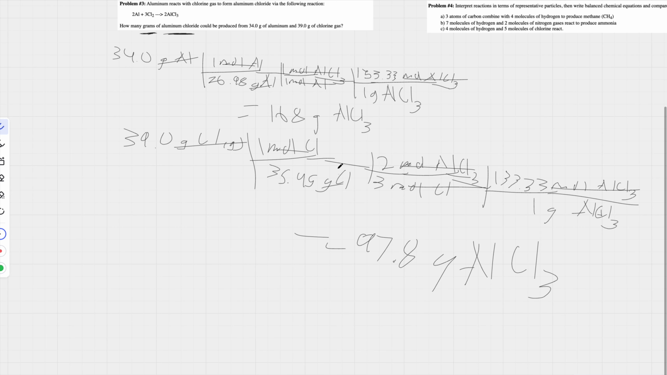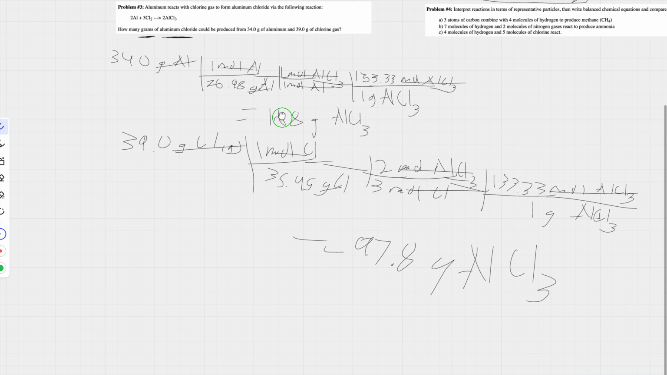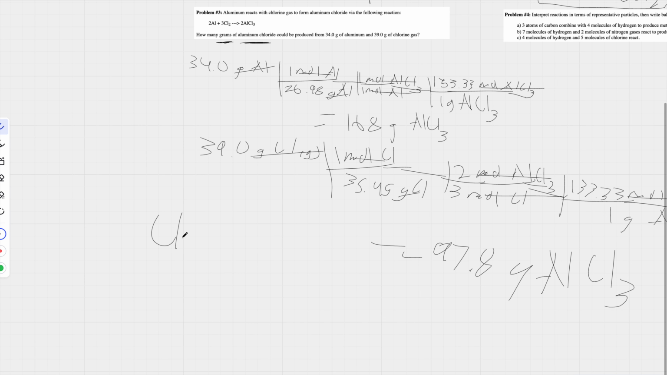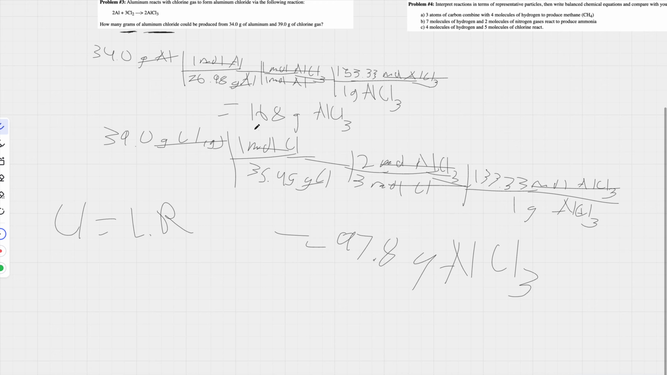Now looking at these, the least number is the limiting reactant. So in this case, chlorine is the limiting reactant. So that means this is the actual amount that is made. So your answer should be 97.8 grams of aluminum chloride, since this is the actual amount that could possibly be made with 39.0 grams of chlorine. This is due to aluminum being the excess reactant in this equation.